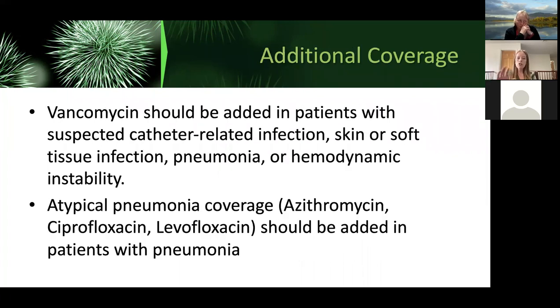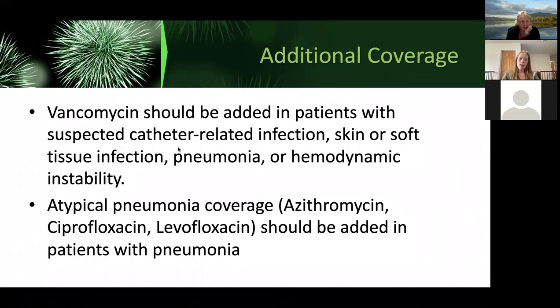And then there's some additional things you might cover. You might add to that coverage depending on the patient's clinical exam or their history. So vancomycin should be added in patients that you suspect have a catheter-related infection, even potentially in patients that don't have colonization of MRSA, because these patients are in and out of healthcare frequently and likely have risk factors for MRSA colonization.